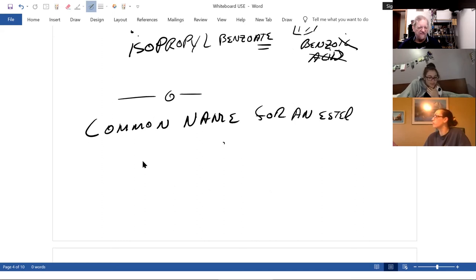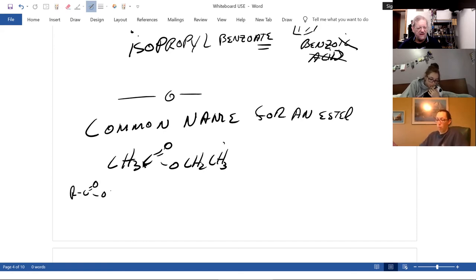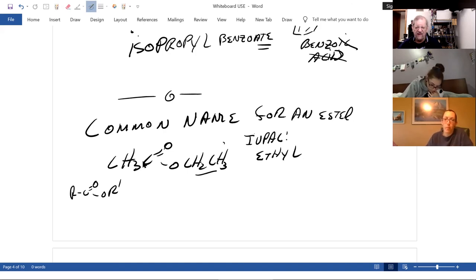That you should know, and that's this one. And if we notice, this is an ester. Now, the IUPAC name for this, which nobody ever uses, is ethyl ethanoate. I have to think about it because I never use this name.